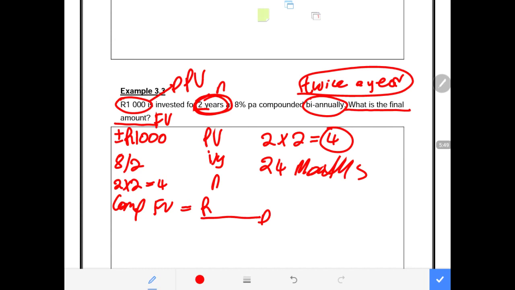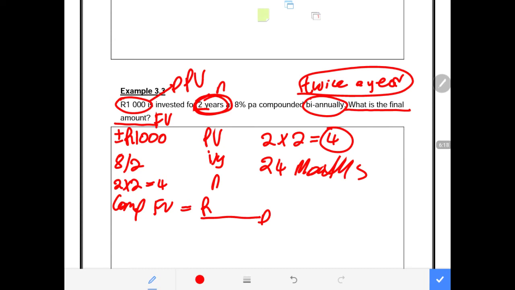First of all, don't forget to clear your calculator. How to clear your calculator? Second function, alpha, 00. We say plus minus first, 1000, plus minus, 1000. We press present value. 8 divided by 2, I interest, which is I/Y. Then you say 2 times 2, which is 2 years times 2 compounds in a year. You press n after, which is 4 now.